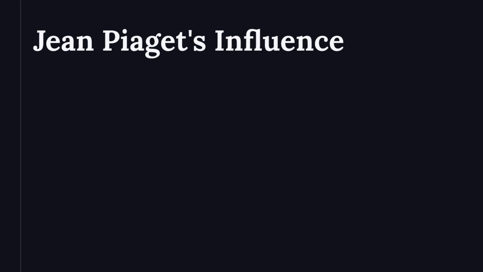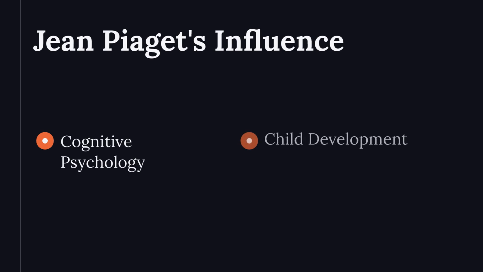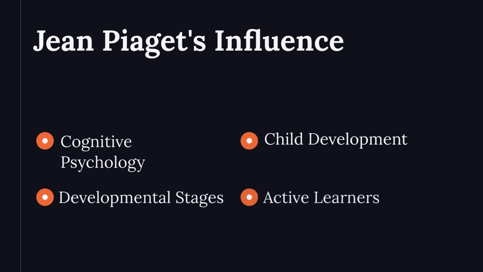Jean Piaget is a key figure in cognitive psychology. He studied cognitive development in children. Piaget proposed 4 developmental stages. His work showed children as active learners. It influenced modern cognitive psychology and education.